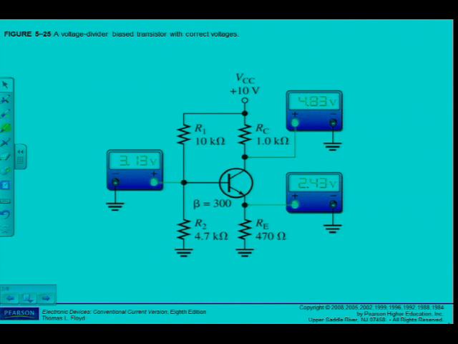Are they going to be exactly the same? Of course they won't be exactly the same. They will be in the vicinity because we make some assumptions. We assume that the forward biased base-emitter junction is 0.7 volts, which of course could be much less or even more. All right. Resistor values we take as precision resistors.